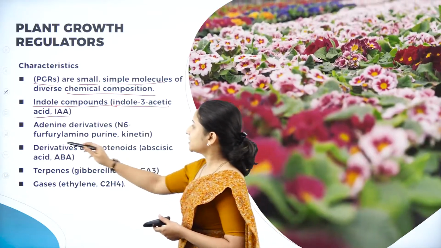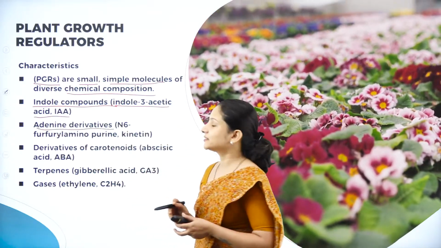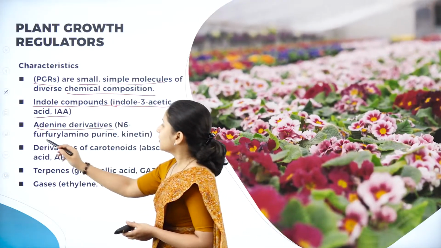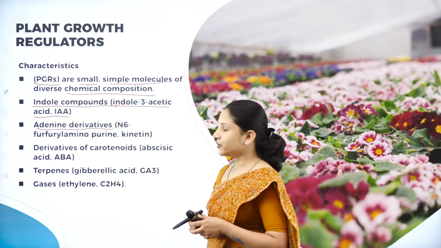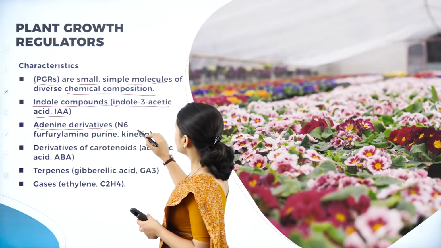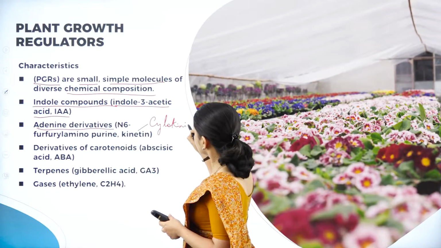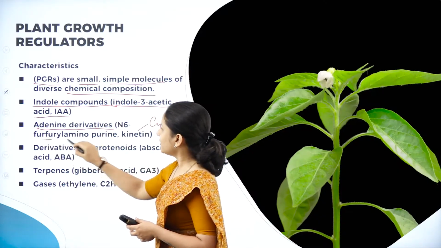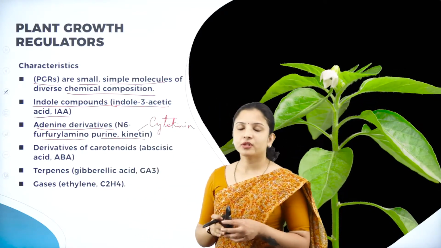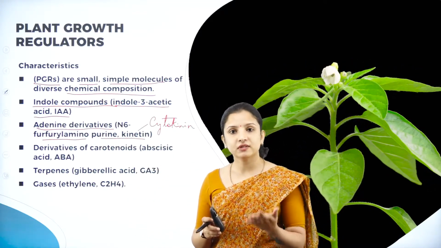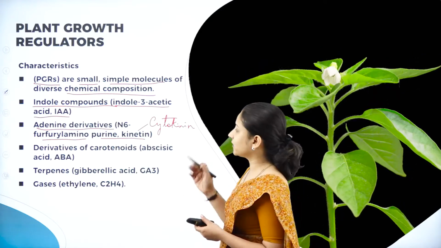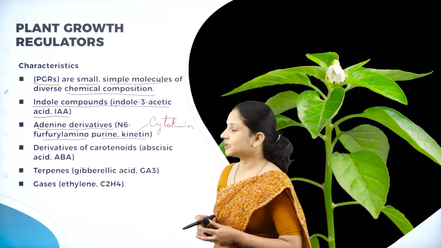And then we have certain adenine derivatives such as N6-furfuryl aminopurine, then kinetin. Kinetin is nowadays called cytokinin. So all these are there. About the main growth regulators, we'll study in detail in the coming sessions. But for now, if you know the examples, it is enough.